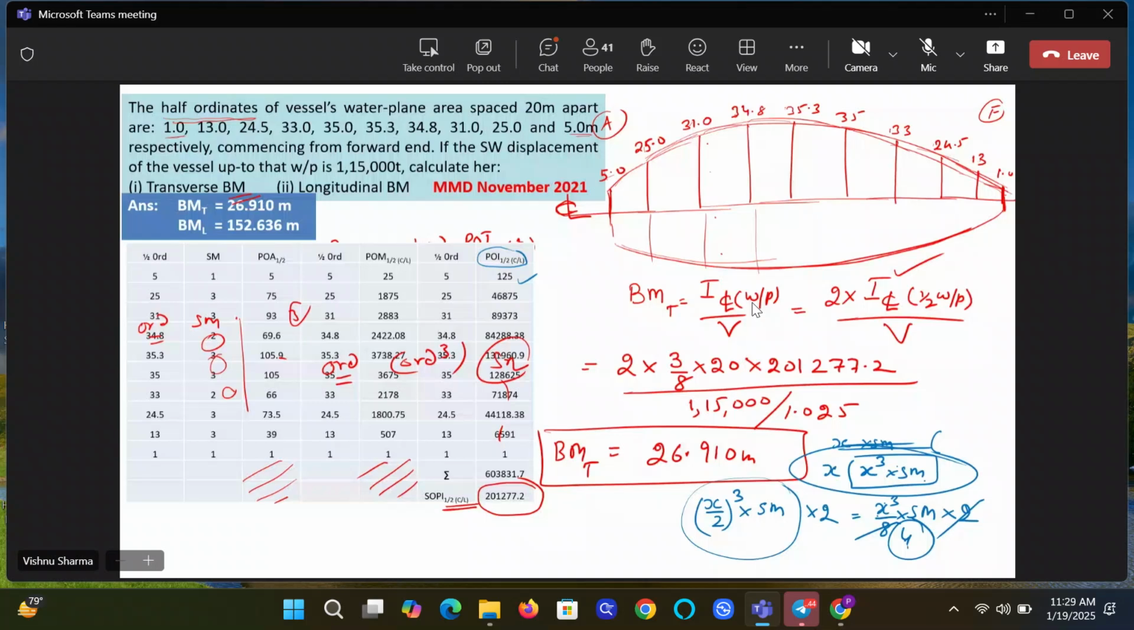I will just send the questions in the group. No, you calculate this with the full ordinates and show me that you are getting the same answer of 26.910. Why send something else? You calculate this with full ordinates. Now double the ordinates and calculate. Right?